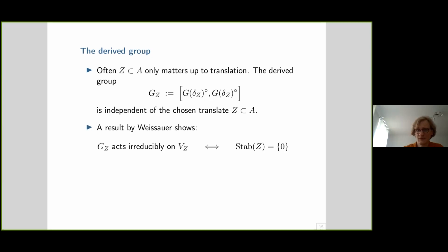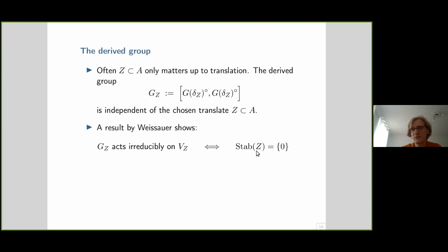Now, of course, this is only a subgroup of the original group. So you could wonder, if you start with an irreducible representation, don't I lose a lot of information when I restrict to this subgroup? But you don't lose so much. The group of connected components is very easy to describe, and you can deduce that the restriction of this representation to this derived group is still irreducible if and only if the stabilizer is in fact trivial. So Z is not fixed under any translation.